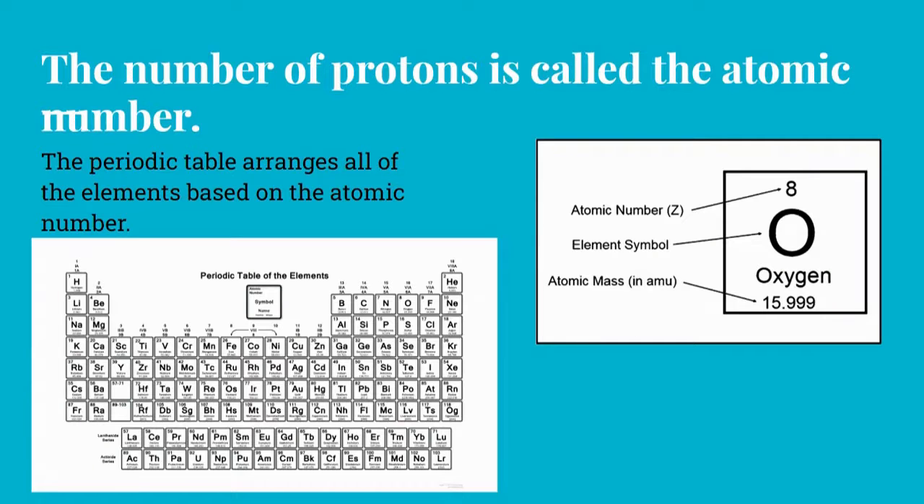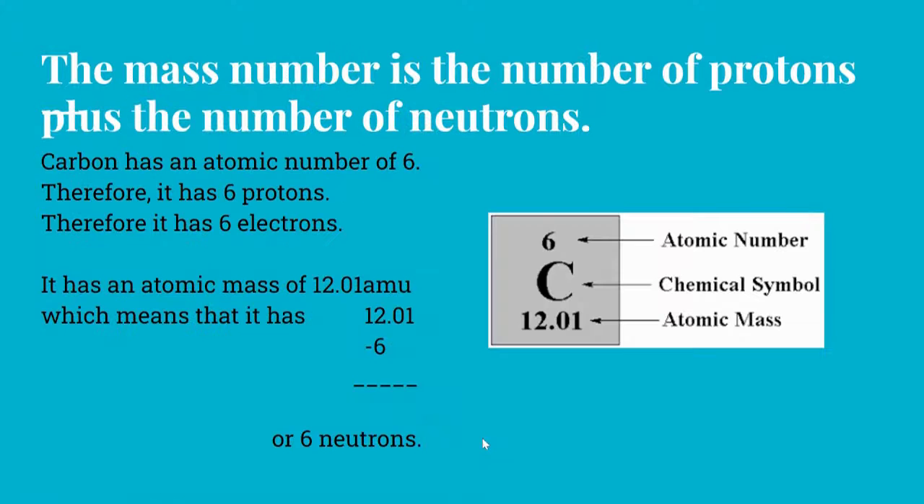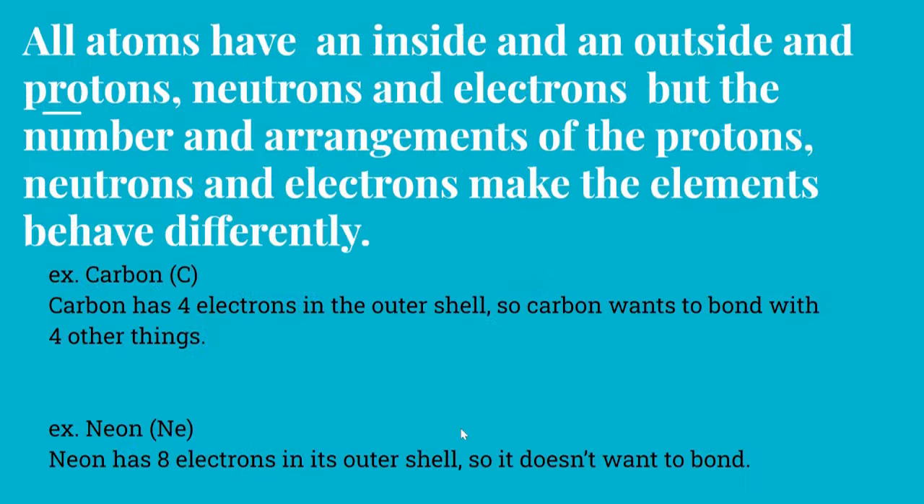Okay, so the number of protons is called the atomic number, and the periodic table is arranged based on the atomic number. So you can see 1, 2, 3, 4, all the way up. This number on the bottom, it's sometimes called the atomic mass or the mass number, and that number is the number of protons and number of neutrons. So we're going to round 12.01 to 12. We know it has 6 protons, so 12 minus 6 means that it has 6 neutrons.